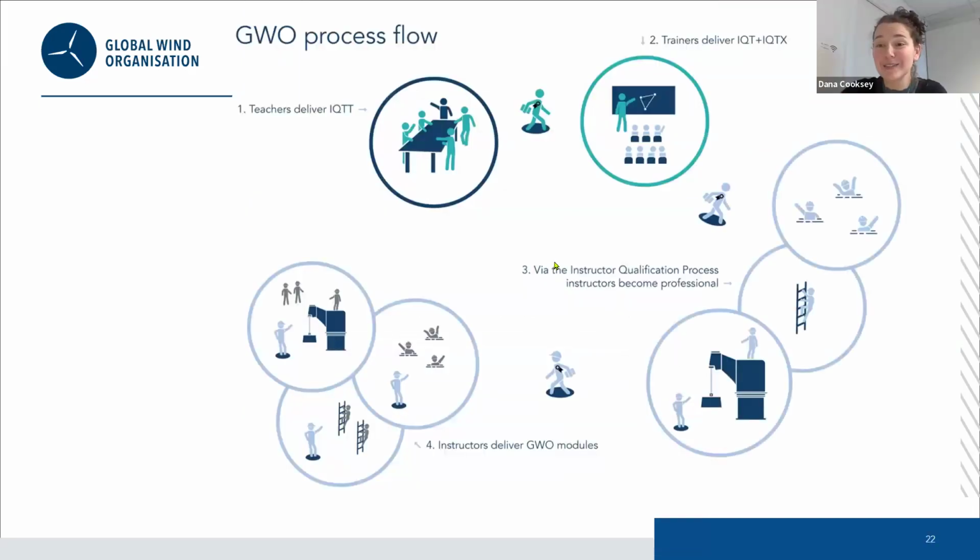And that actually does loop right back around. So there we go. This is just to recap on what we just talked about: that the IQT teachers deliver the IQT workshops. They deliver some trainings, trainers who go out and do IQT and IQT crossover trainings.